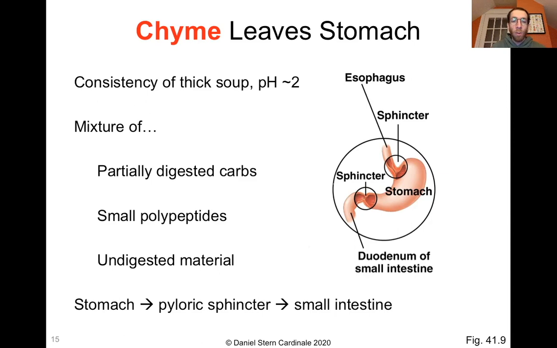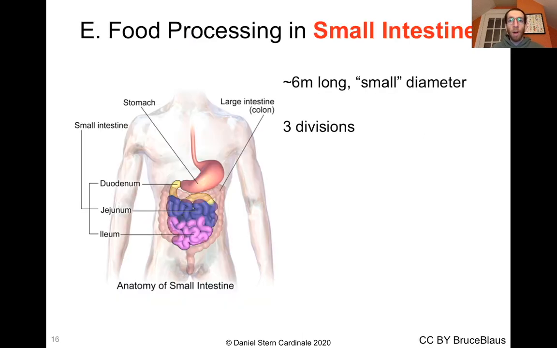The chyme is going to move from your stomach through the pyloric sphincter into the small intestine. So we can see your stomach right here. We already talked about the cardiac sphincter at the front end. At the back end of the stomach, we have the pyloric sphincter that regulates passage of that chyme into the small intestine. The last thing we'll talk about in this section before we change gears a little bit is what goes on in the small intestine.